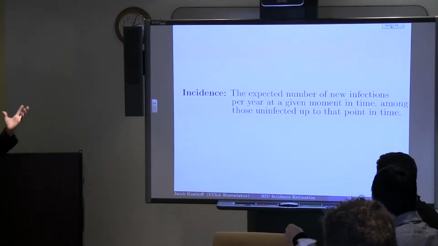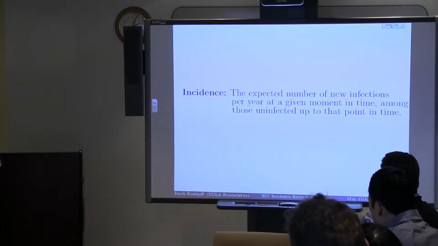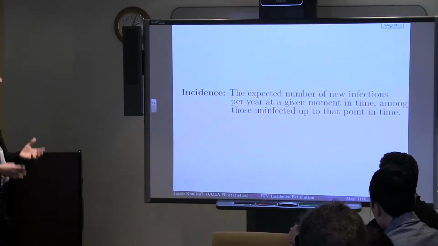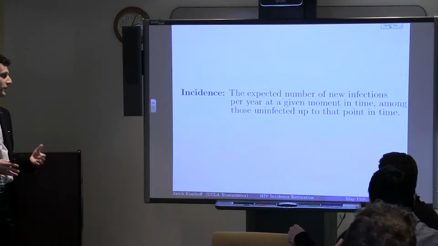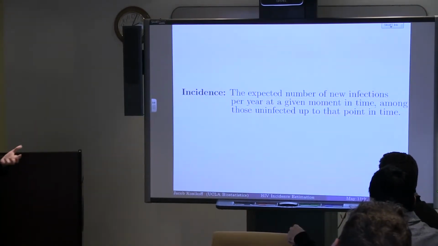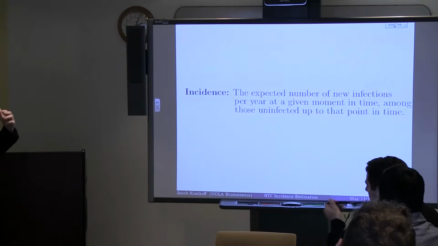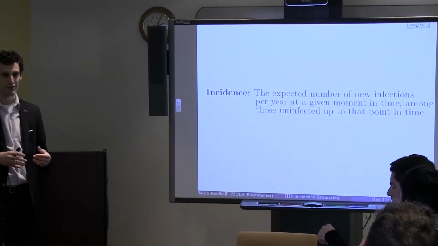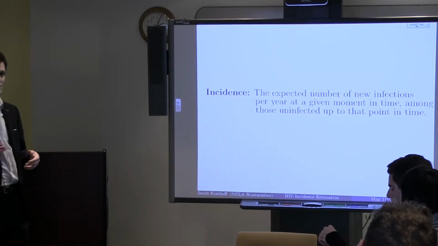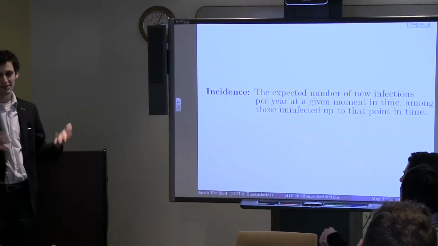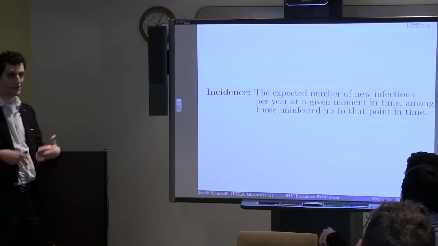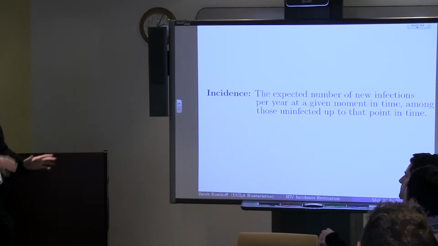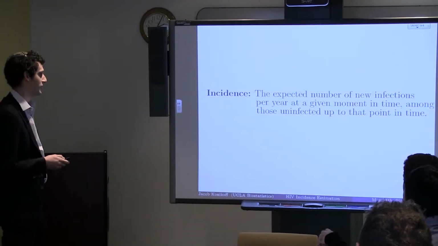And just to fix notation, since there's a lot of different things people call incidence, in this talk I'm going to call incidence the expected number of new infections per year at a given moment in time among those who remain uninfected up to that point in time. So you can think of it as the rate at which new infections are arising from the susceptible or uninfected part of the population. There's at least a couple statisticians here. It's a hazard rate. It's an instantaneous failure rate, where failure is becoming infected with the virus. Some people call this the incidence rate, and they'll call something else the incidence. But we're going to use that definition for today.